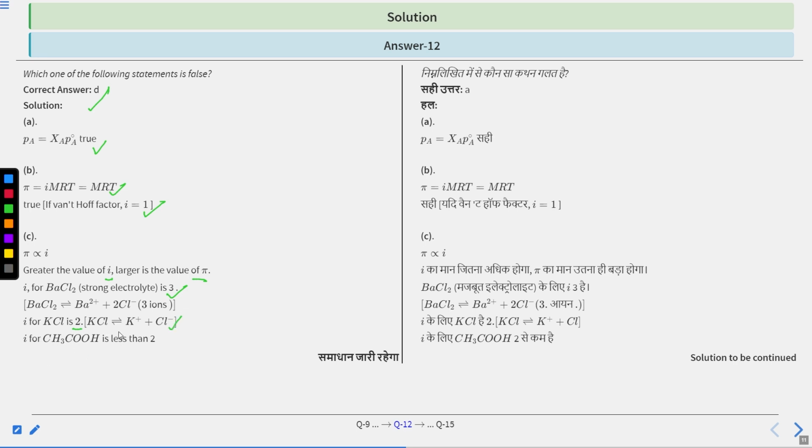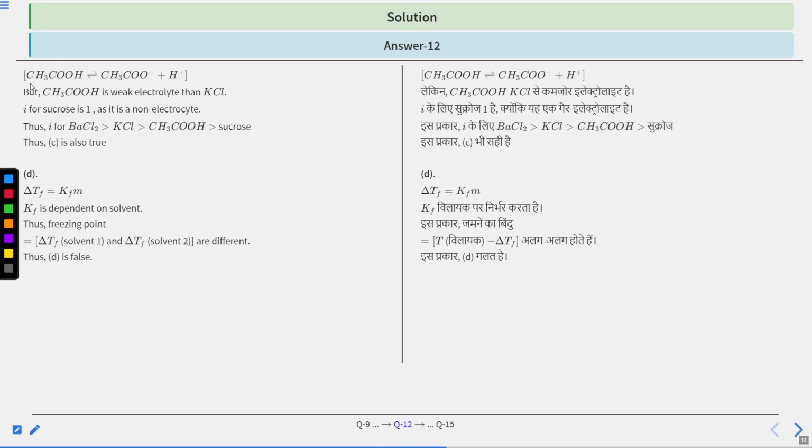The i for CH3COOH is less than 2, because CH3COOH dissociates into CH3COO minus plus H positive, so 2 ions. So it will be less than 2, and it is counted as less than 2. But CH3COOH is a weaker electrolyte than KCl. You can compare KCl and CH3COOH, so CH3COOH is a weak electrolyte.